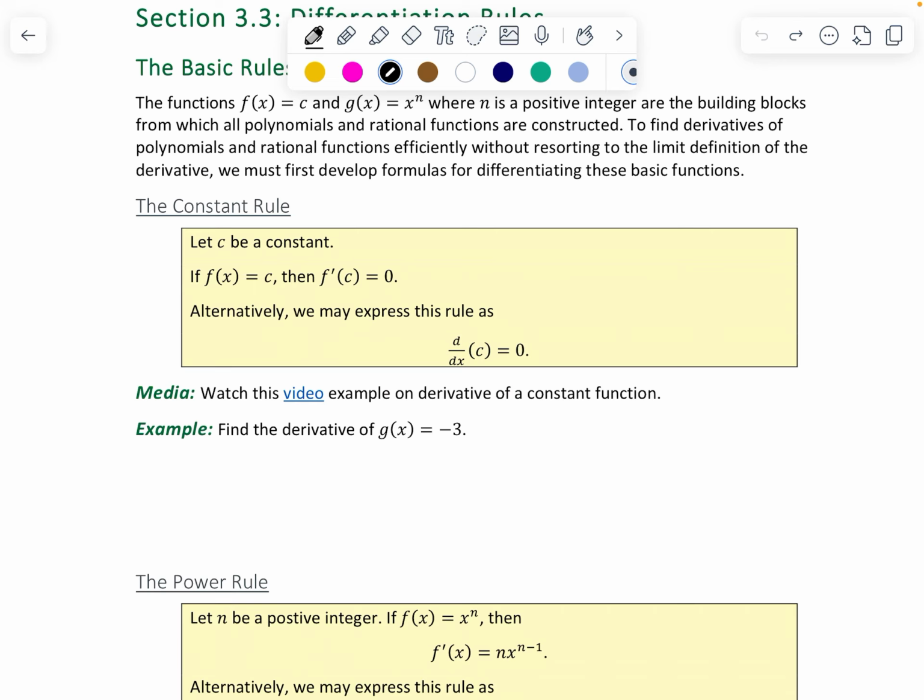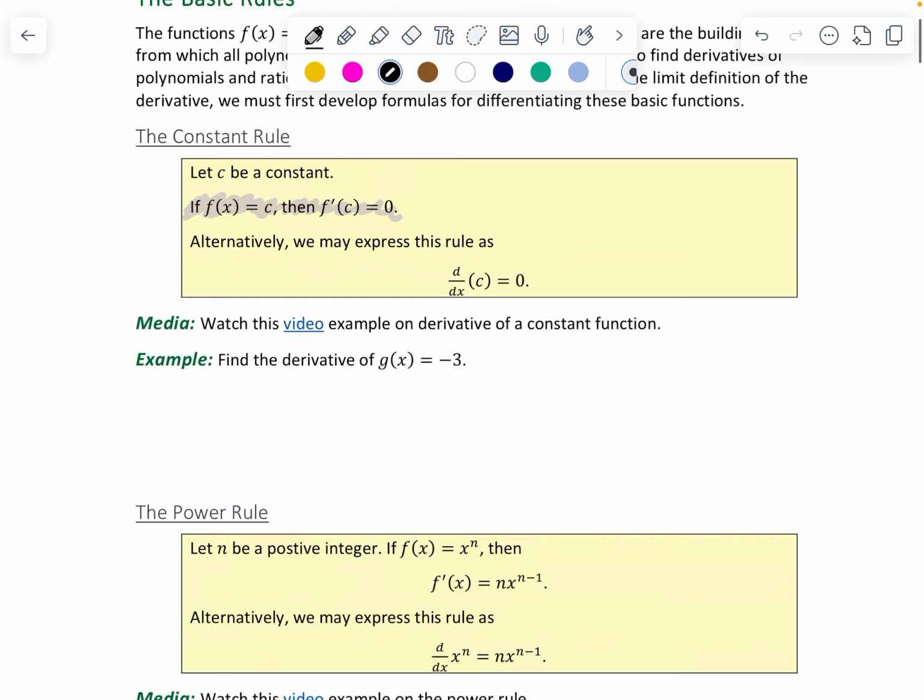So when we look at this, we have the constant rule. If f of x, and you've got to remember in math that a lot of what you are reading is, well, so many conditional statements, if this then that. So if f of x is equal to c, then f prime of x is equal to 0 everywhere. The derivative is 0 because it's a horizontal line, so the slope is 0. Alternatively, we may express this rule as the derivative of c is equal to 0.